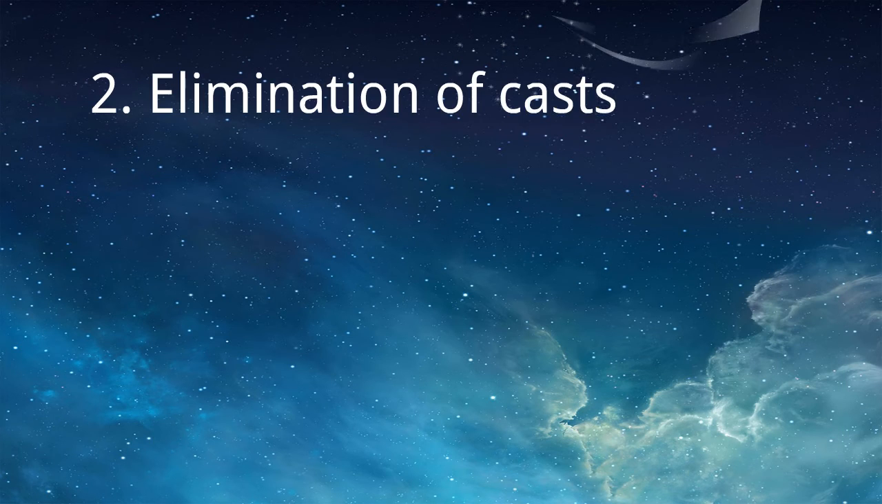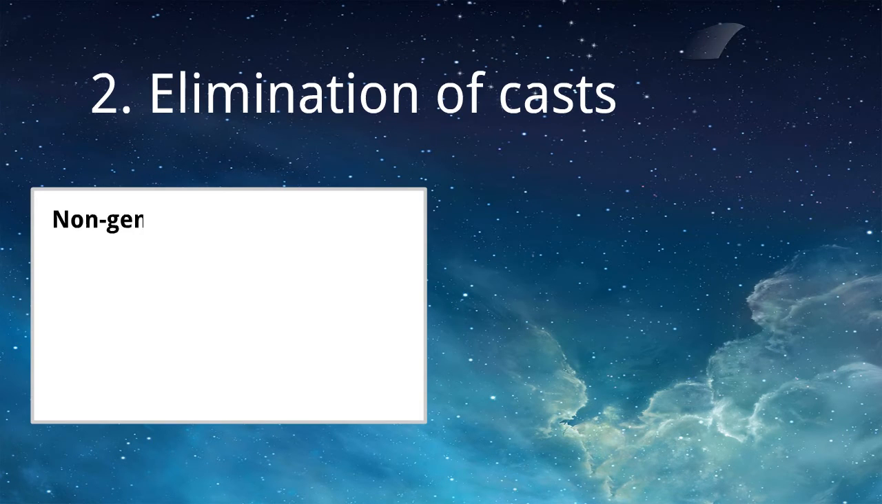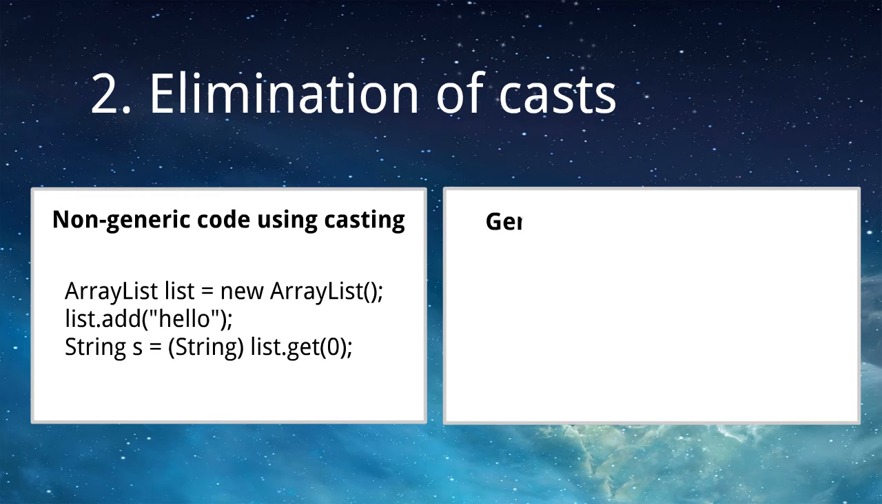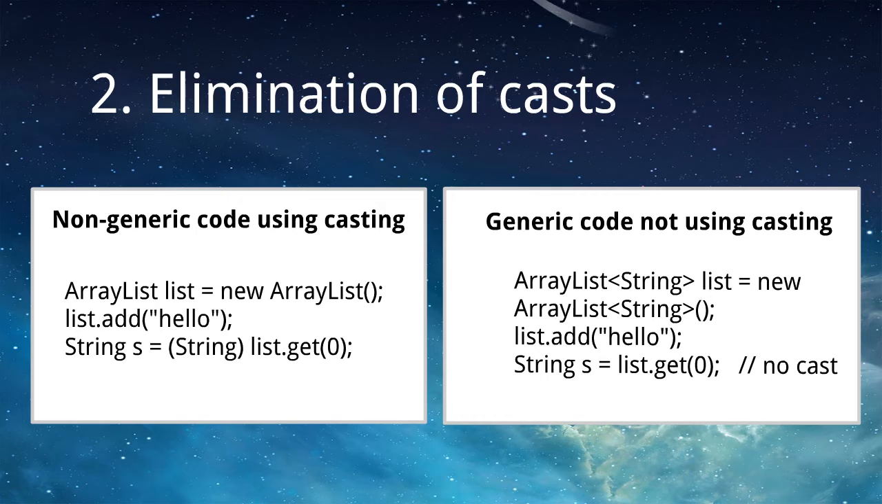Number 2. Elimination of casts. Let's see the difference between non-generic code using casting versus generic code not using casting. In non-generic code, they use casting because for every retrieval, it needs to be cast to string for use, which makes it a long and time-consuming process. In generic code, they don't use casting as they already mention the type parameter at the beginning, making it clearer to the users. So casting is not needed.